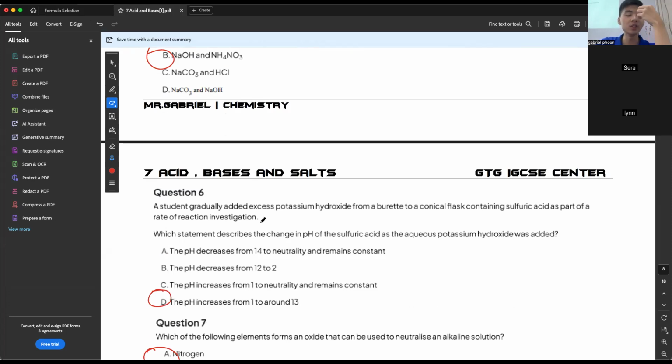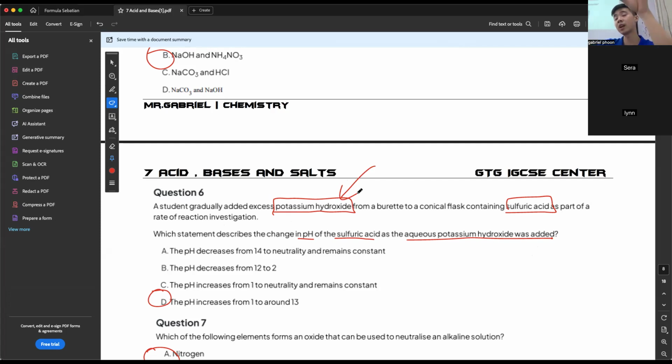6. A student gradually adds excess potassium hydroxide. Potassium hydroxide, acidic or alkali? It's alkali by nature, right? From a burette to a conical flask containing sulfuric acid as part of the rate of investigation. Which statement describes the pH of the sulfuric acid as aqueous potassium hydroxide is added? What was your answer? pH increases until neutral, but I keep adding more.